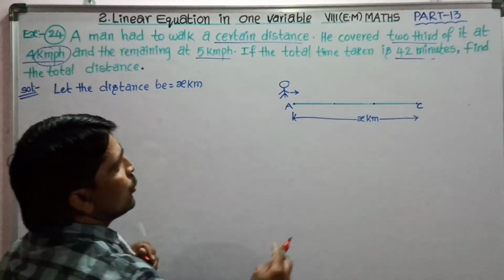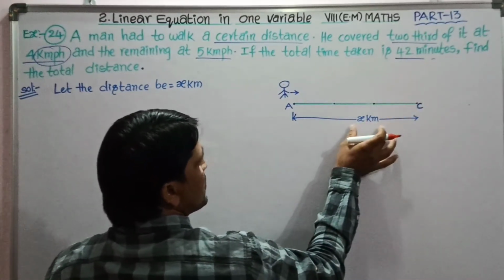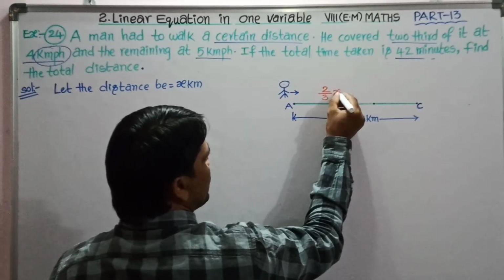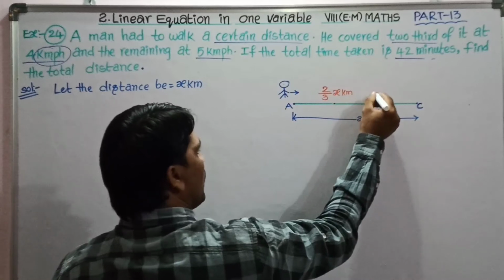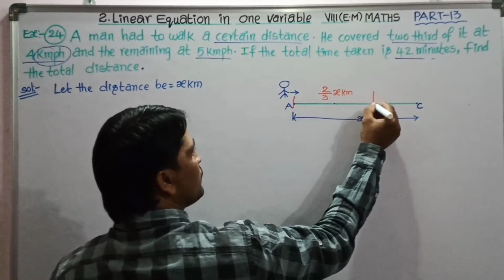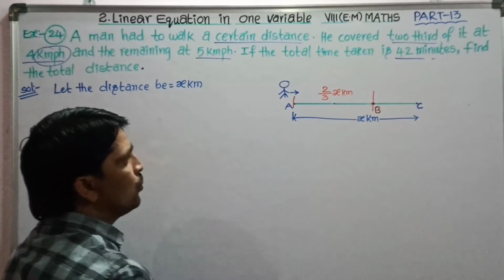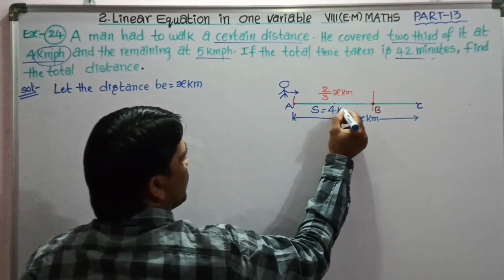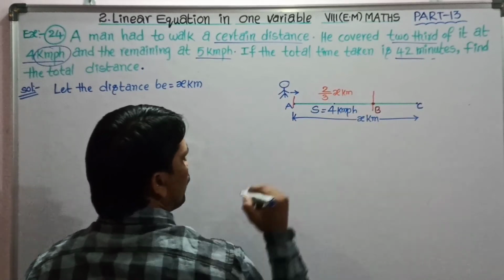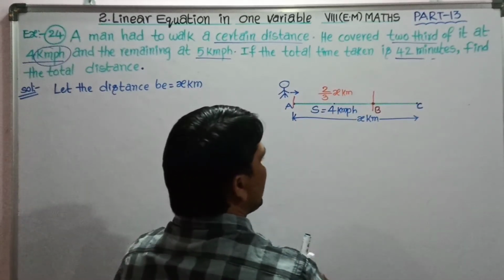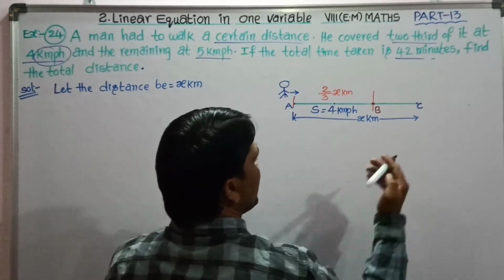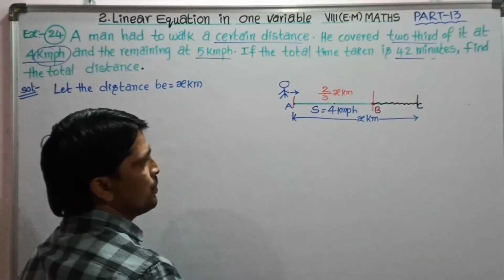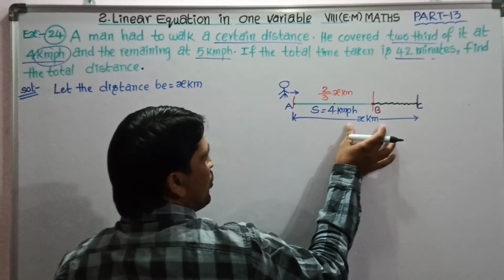Now he covered 2/3 of the total distance. Yes, 2/3 of x is denoted by 2/3 of x kilometers. He covered 2/3 of x kilometers with a speed of 4 kilometers per hour. What is the remaining distance? This is the remaining distance. The remaining distance is this part.